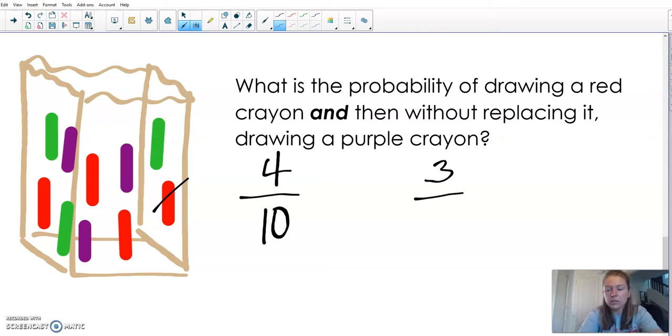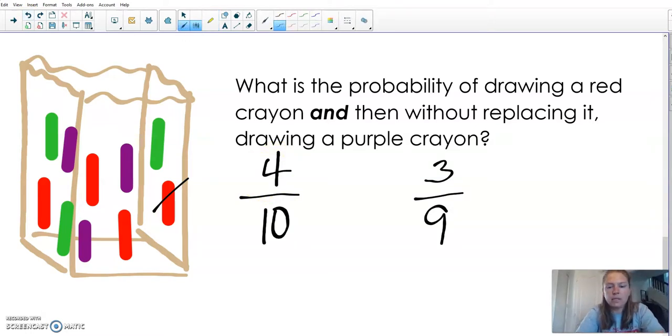Well, there were 10, so now there's -1. There are 9. So there were 4 possible reds here. Okay? I want to explain this. There were 4 reds. We could draw one of the 4. If we drew one and do not put it back, you're only now left with 9 crayons in the bag. Okay, so really think about that. If you need to pause the video or rewind to watch that one more time, please do.